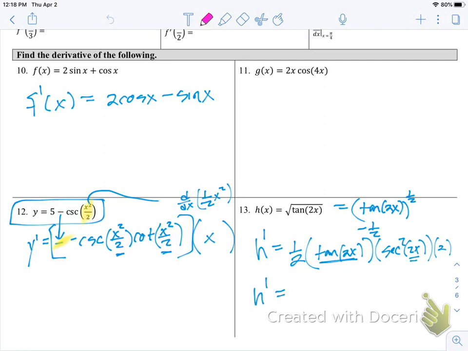Little simplifying goes a long way with this one. The 2 and the half cancel, and then the negative exponents. So if I do this all in one fell swoop, maybe I might lose a couple of you. Would you let me know if that's the case? Because that's something I can definitely explain in more detail as time permits. A negative 1/2 power is the same thing as the square root of that tangent in the denominator.